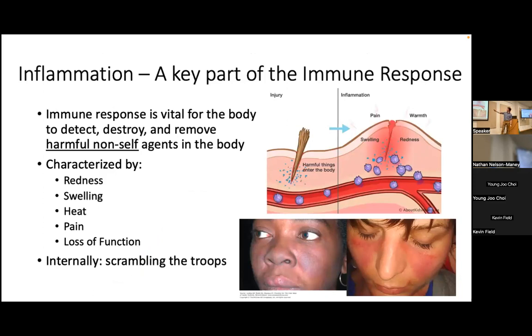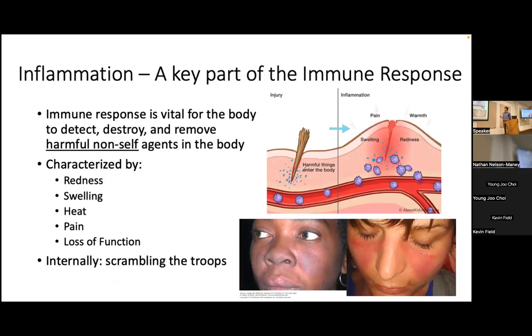So in this image here, we can see that there's an injury like this splinter. So something harmful enters the body. The body recognizes that something bad is there, and then it sort of scrambles the troops and brings immune cells and things like that to help process the bad thing that's in the body.